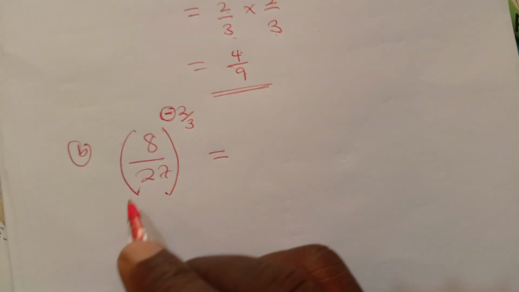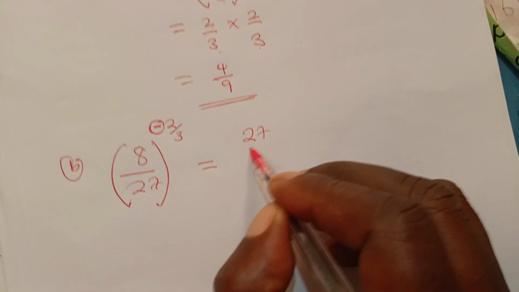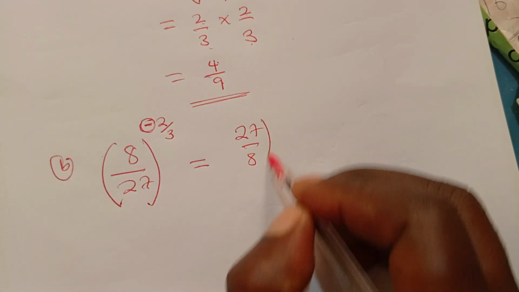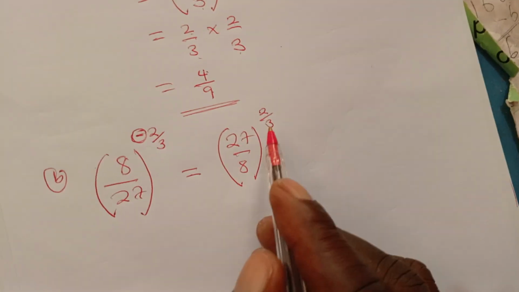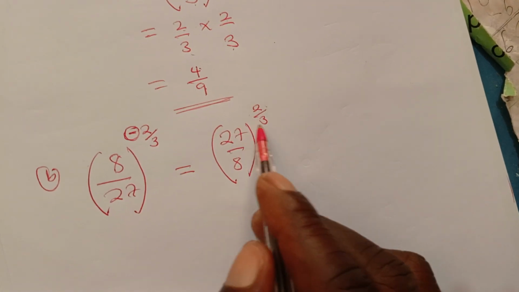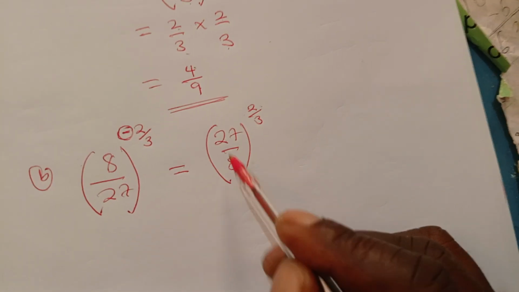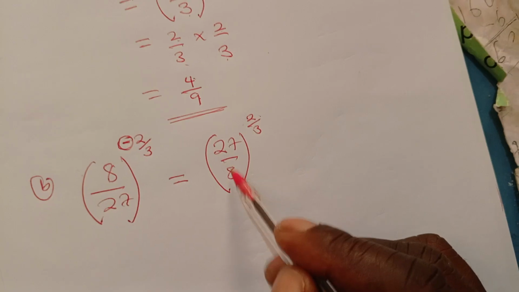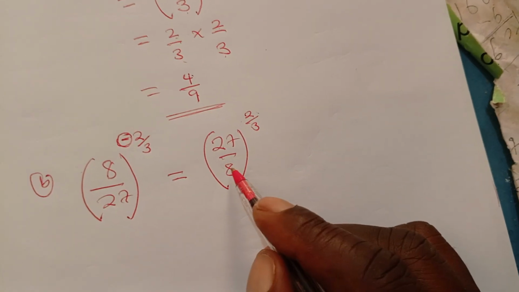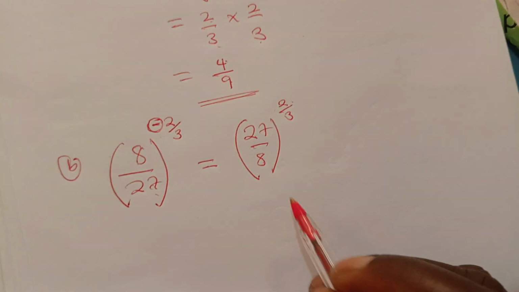I've circled it. How do you do it? This 27 comes on top, 8 becomes the bottom, and then I'll have 2 to the power 3. You can see that now the negative has disappeared. How? I just reciprocated the base, meaning that the 27 goes up, the 8 comes down, and the negative disappears.